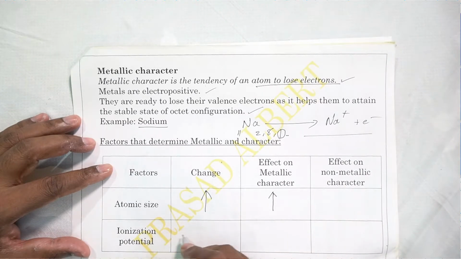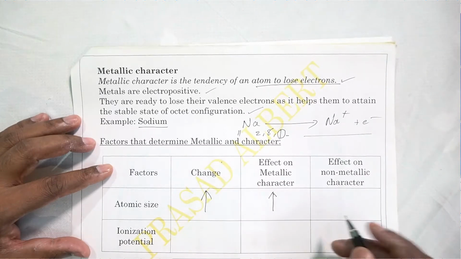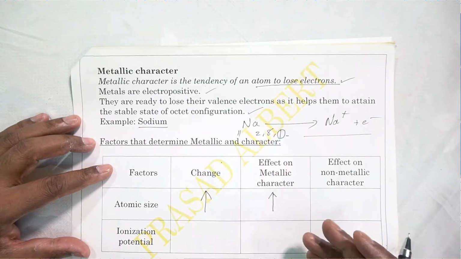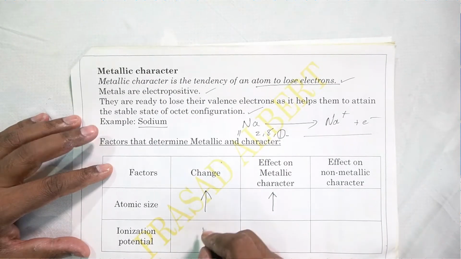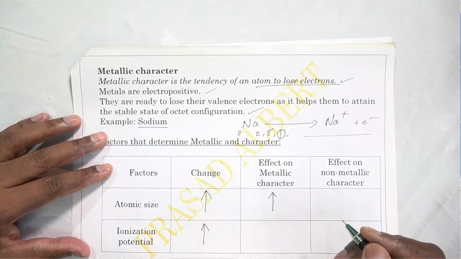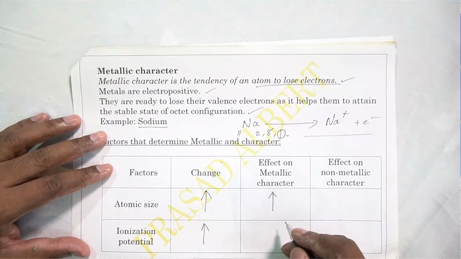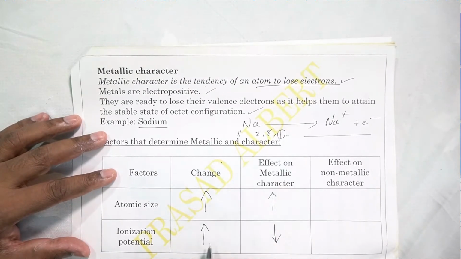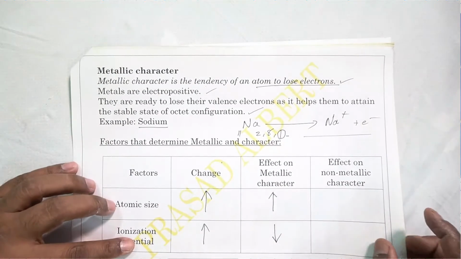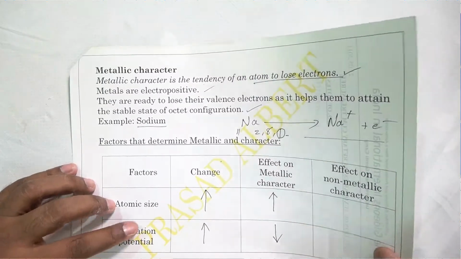And what about ionization potential? Ionization potential is the amount of energy required to remove an electron. So ionization potential increases means more energy is required. In other words, the metallic character is decreasing. So these are opposite trends. Now let's see how these properties vary across a period. So what do you see across a period?